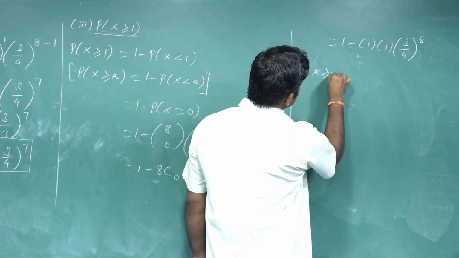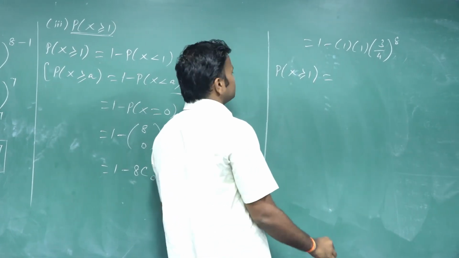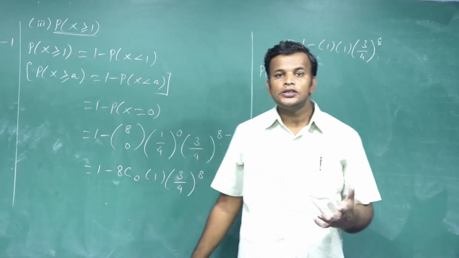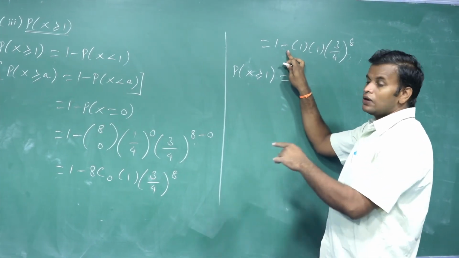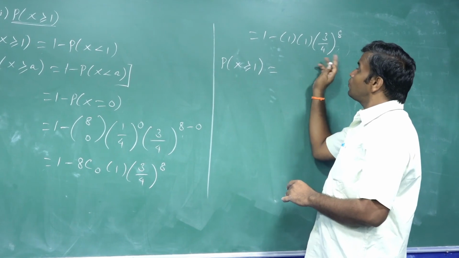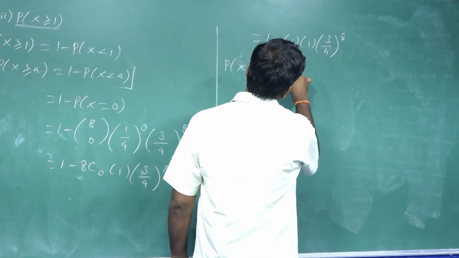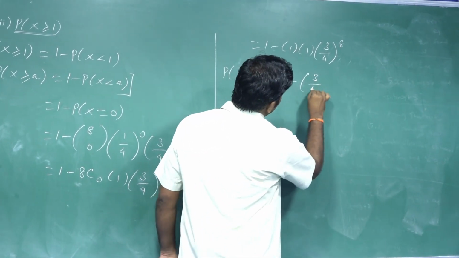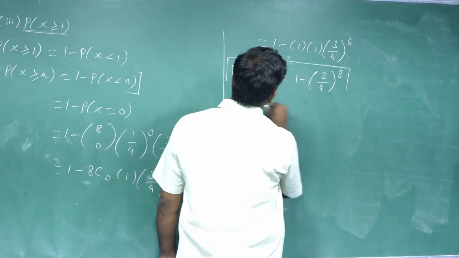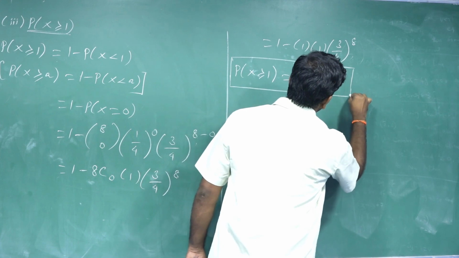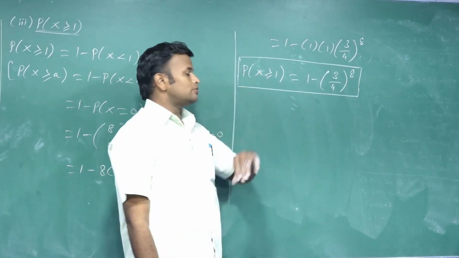So P of X greater than or equal to 1. To find that value, P of X greater than or equal to 1 is 1 minus, with all values being 1, 1 into 1 into 3 by 4 whole power 8, which is 1 minus 3 by 4 whole power 8. So this is the required probability value of the third subdivision.